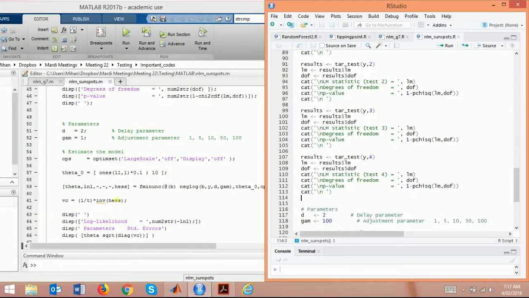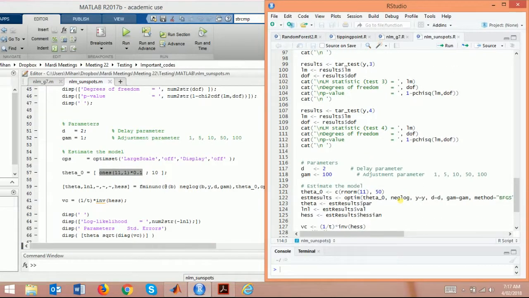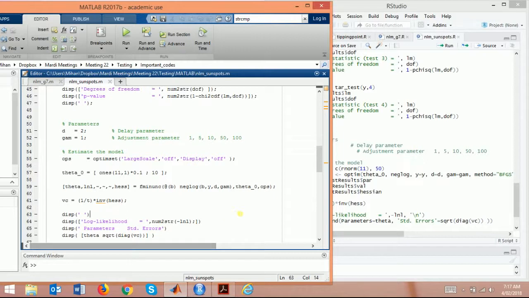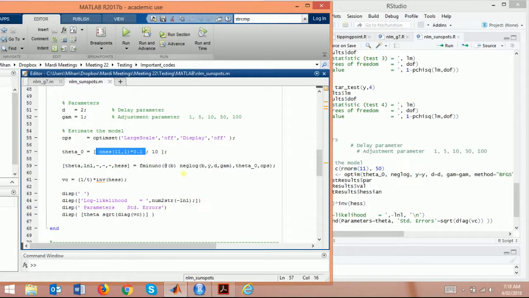Then we optimize, and because we have 11 parameters here, how many b, how many d and how many gamma you have, you just add them all up and column bind them: 11 rows, 1 column. This is the optimization. We optimize theta naught with this delay parameter and gamma. So we estimate the parameters b, y, d, gamma and theta naught, observing y, 10 and 11.